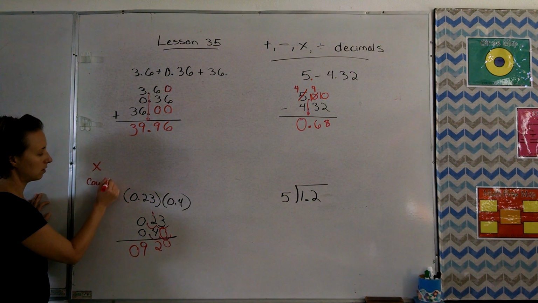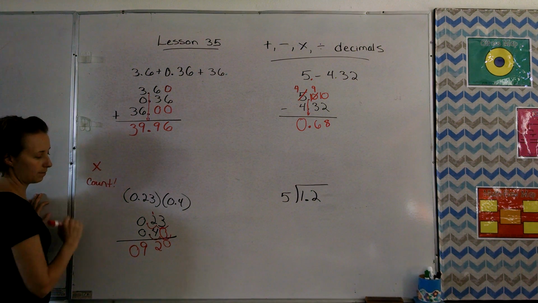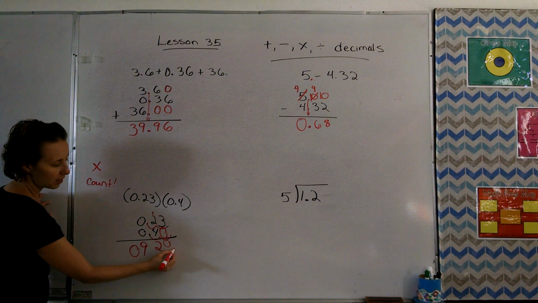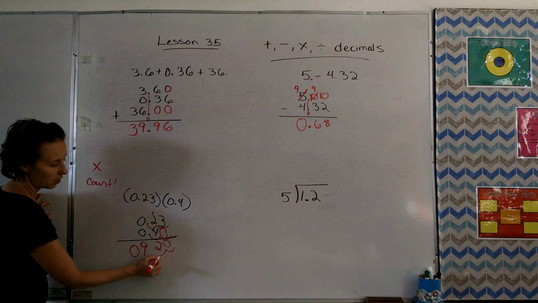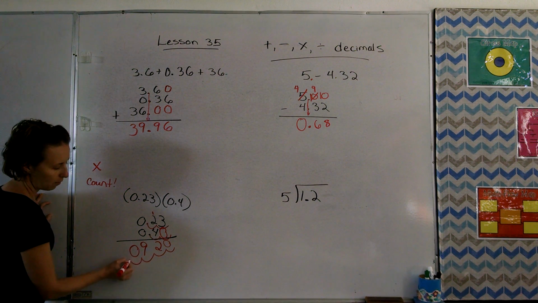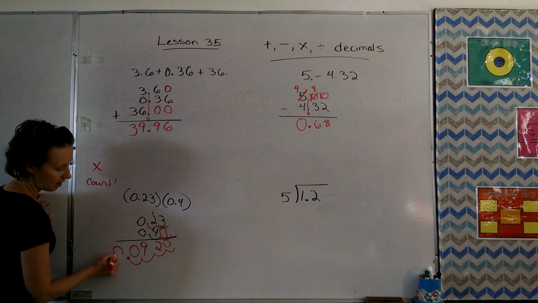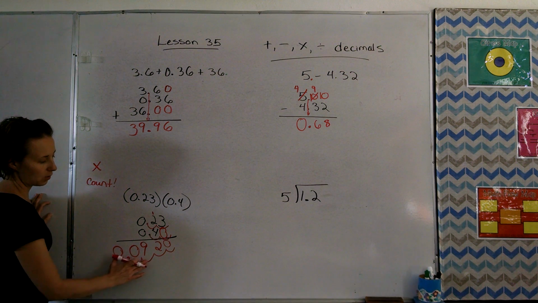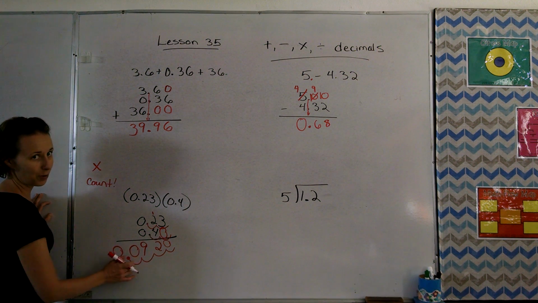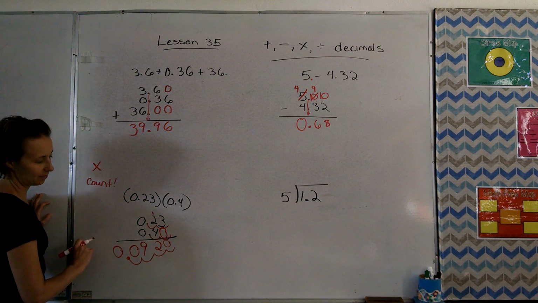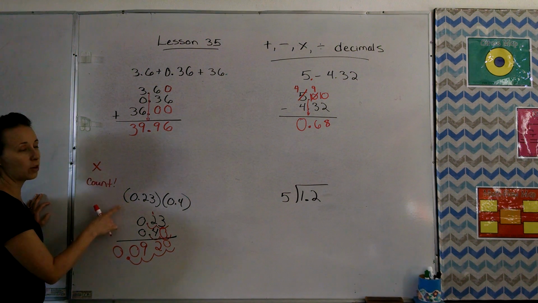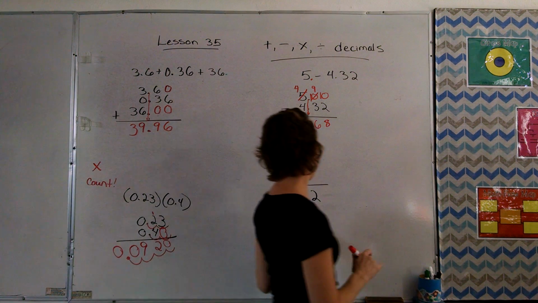We need to count for our decimal place. So now when I go to put it in my answer, I start in the end. 1, 2, 3, 4. My final answer will be 0.092 or 0.0920. The counting is very important when you have a multiplication problem.